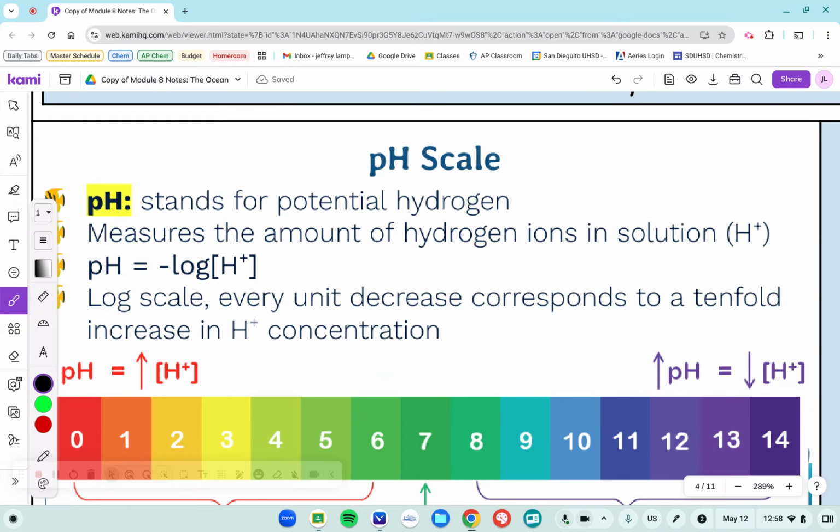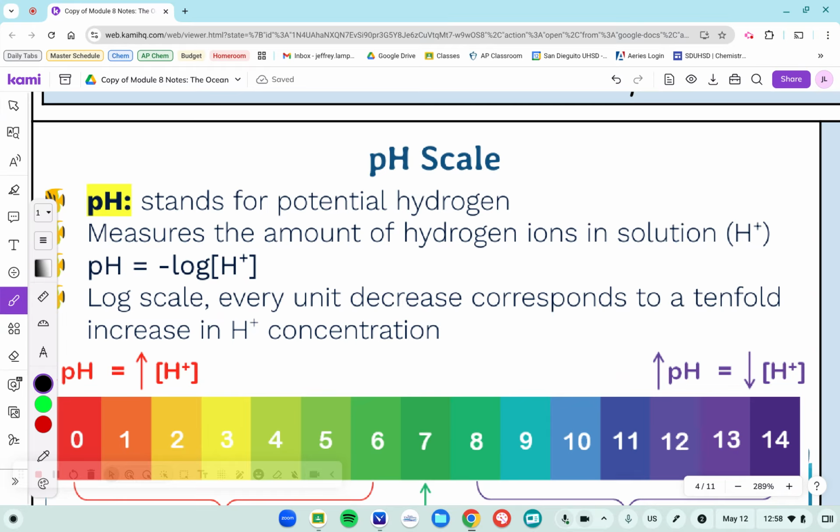So if a solution has a lot of H+, that'll have a different pH than a solution that has a little bit of H+. Now, the equation that we use to calculate this is that the pH is equal to negative log of H+. Now, if you are coming from math class where you've learned about logarithms and you hate them and you think they're complex and really difficult, that's fine.